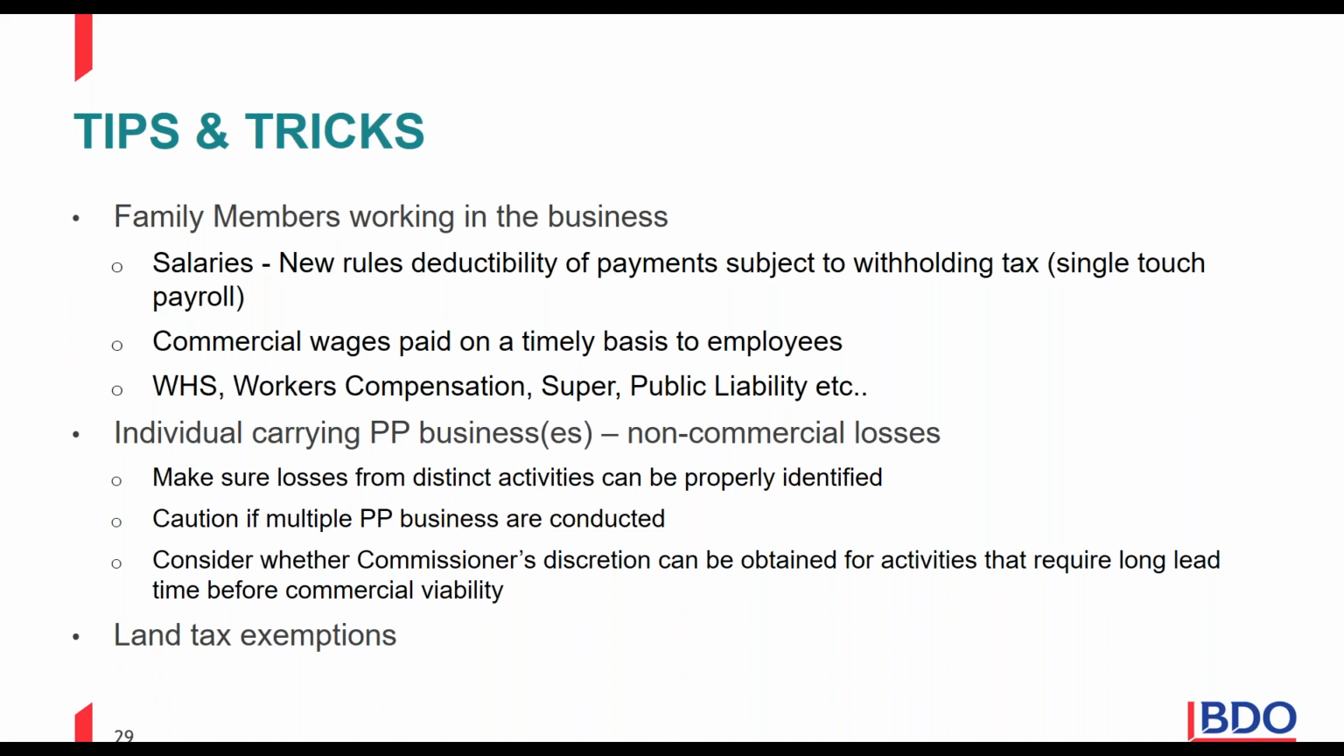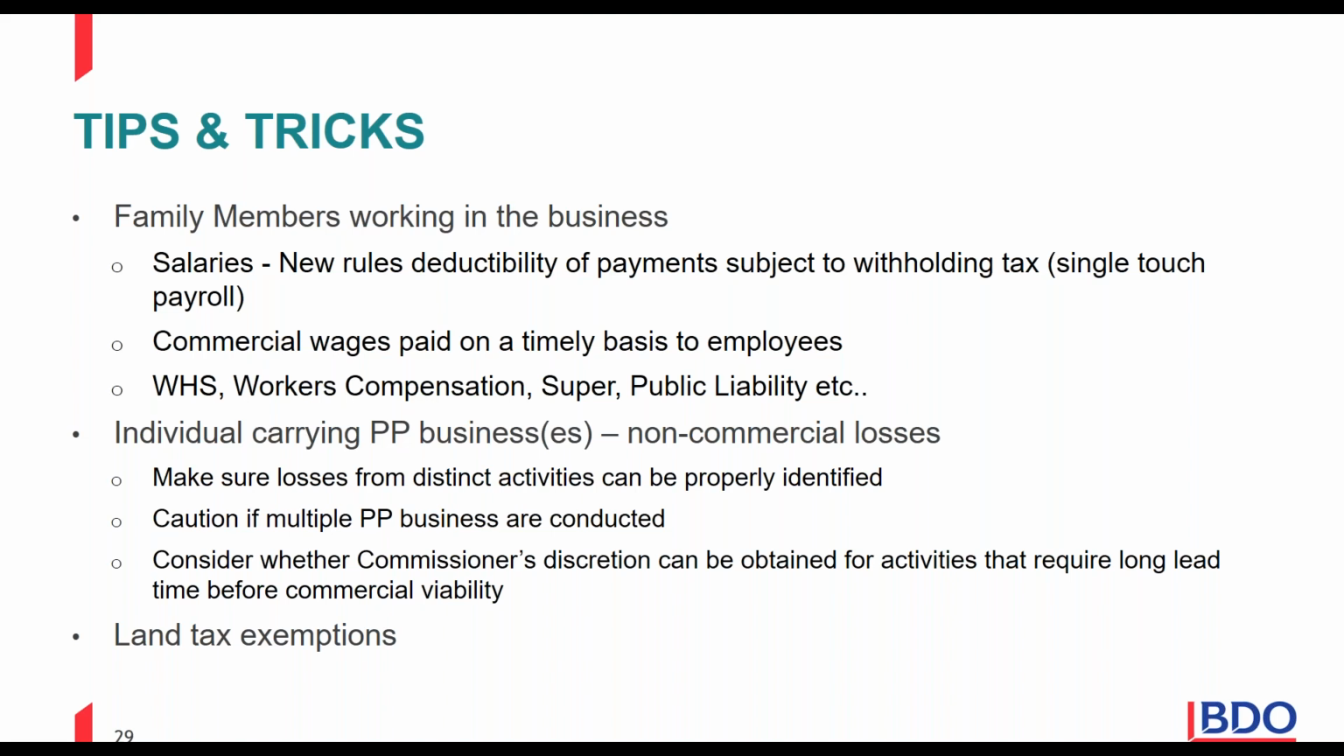If there's an individual in the structure who is deriving losses from primary production activities, it's always worthwhile identifying the activities that generated the loss, and that can be a concern if the individual is undertaking multiple primary production activities. So you can have odd situations where you don't have proper offsetting of prior year losses because you've got different business activities. And finally, with family members working in the business, it's very, very common in family farming businesses.